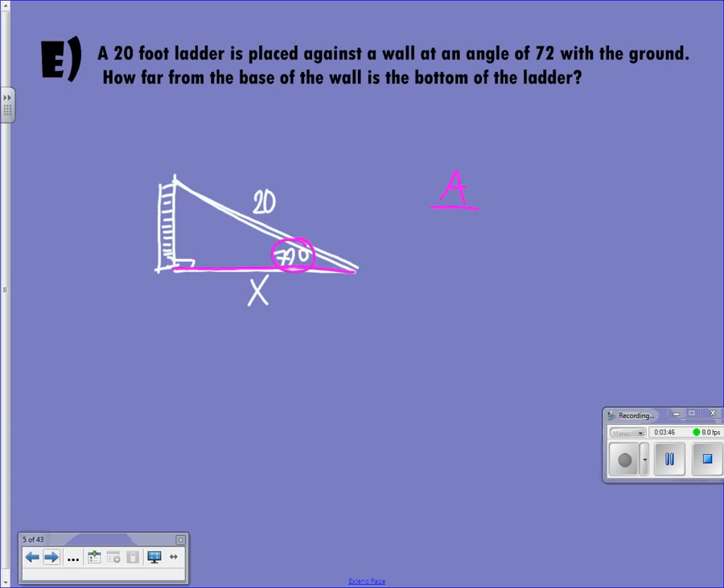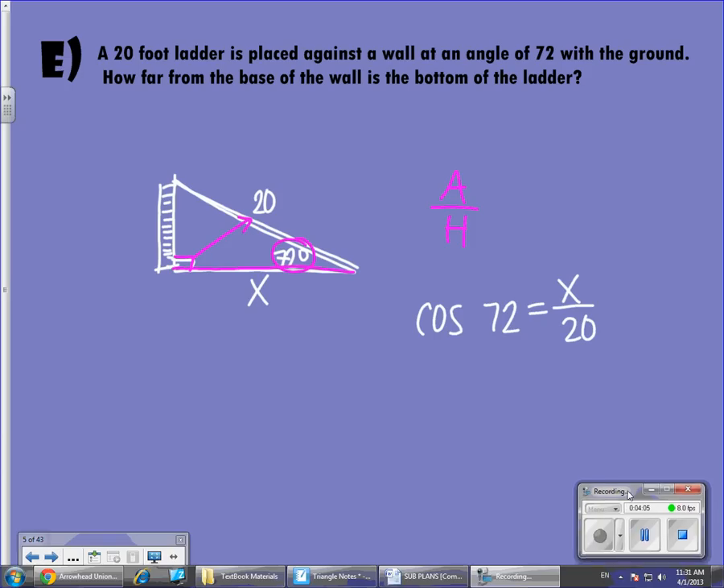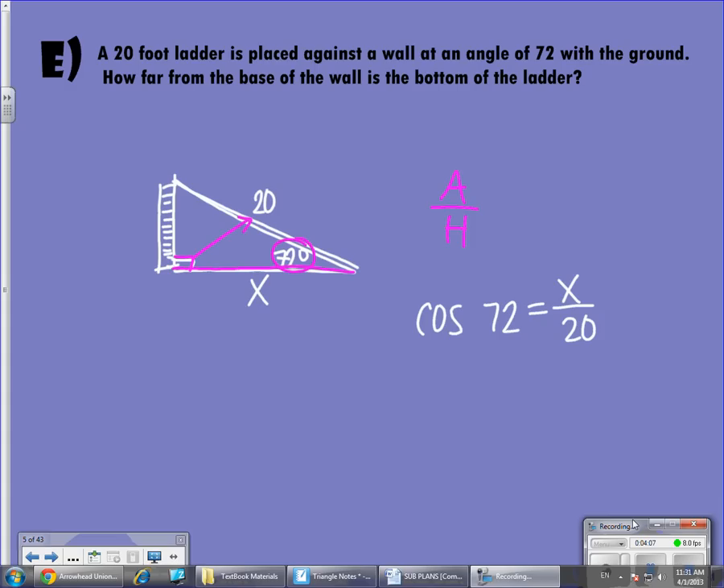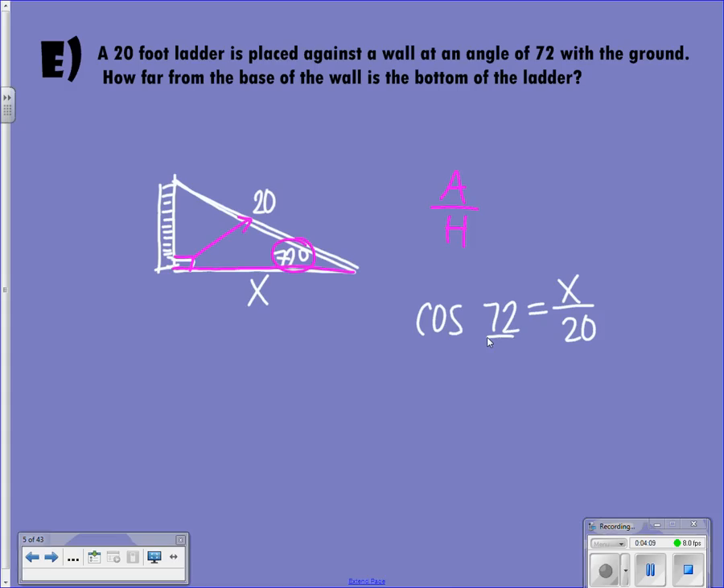And then the 20 is across from my 90, which makes that my hypotenuse. So I have A and H, which is cosine, okay? So that means I have cosine of my angle, 72, equals my adjacent, which we said is x, and our hypotenuse, which we know is 20. Okay, so it's always going to be cosine of the angle, so the angle always has to go right here, equals, and then your ratio from before.